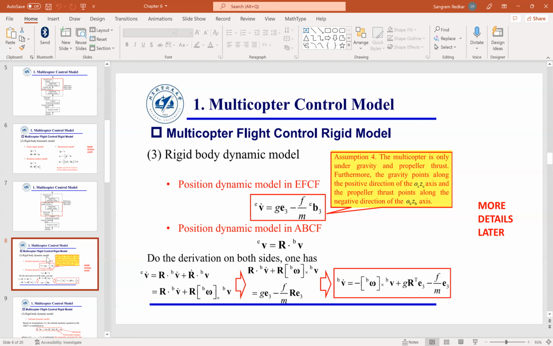What is E3? E3 is actually the unit vector in the third frame, but I actually haven't told you what those frames are. So just bear with me for a few minutes. In the next slide, the kinematics and dynamics equation, I have actually shown each frame and where those unit vectors are. But those are basically the unit vectors in that particular frame.